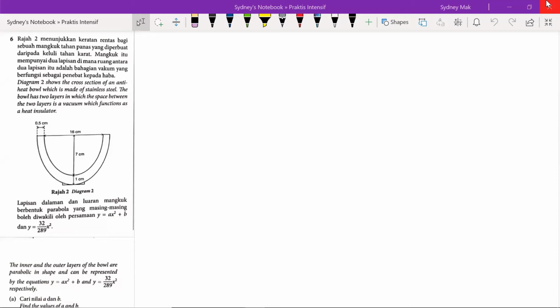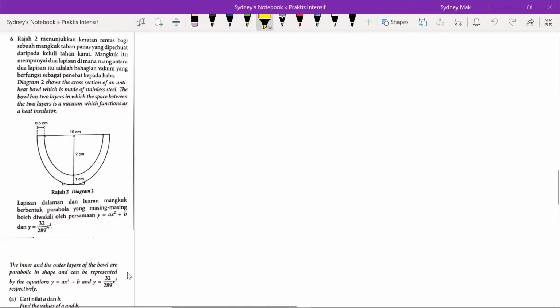So in this question, it shows the cross-section of an anti-heat bowl, which is made of stainless steel. The bowl has two layers in which the space between the two layers is a vacuum that functions as a heat insulator. So the inner and the outer layers of the bowl are parabolic in shape and can be represented by the equation y equals ax squared plus b and y equals 32 over 289 x squared, respectively.